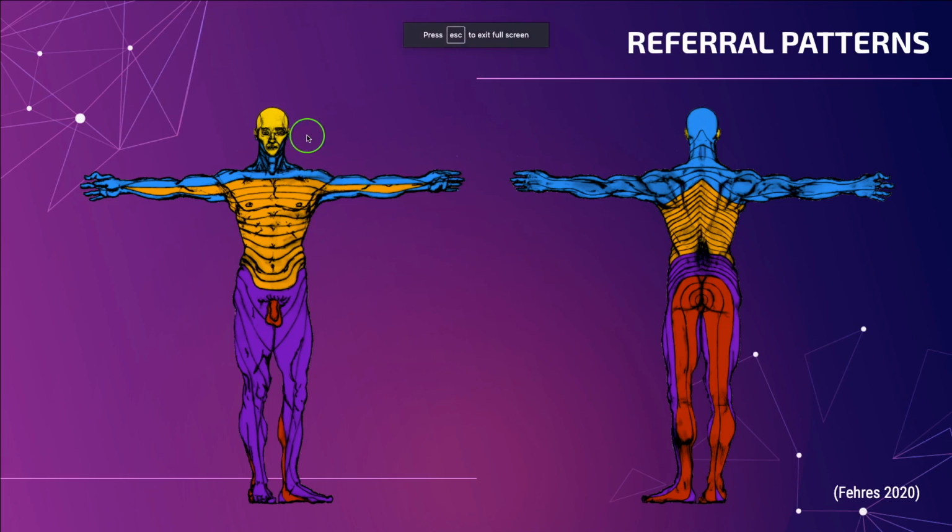We've got the face, which is innervated by the trigeminal nerve. Then we've got the cervical spine innervating the skin around the neck, the back of the head, and then the brachial plexus from within the cervical spine innervating the arms. Then we've got the thoracic spine innervating the trunk down into the lumbar spine, and then the sacral plexus down here. So essentially the sciatic nerve coming down here.